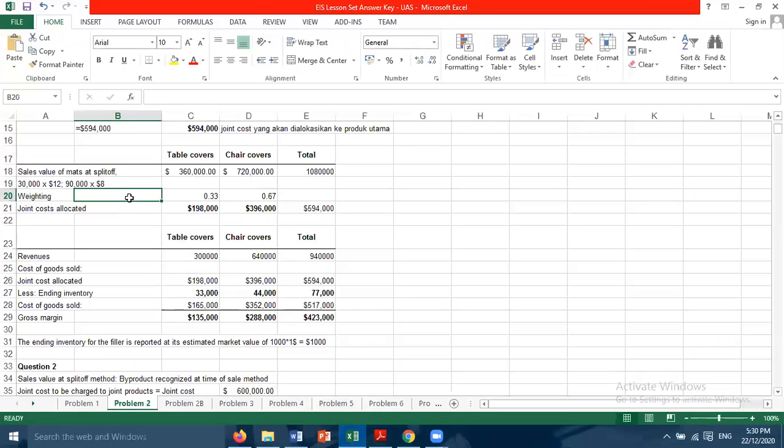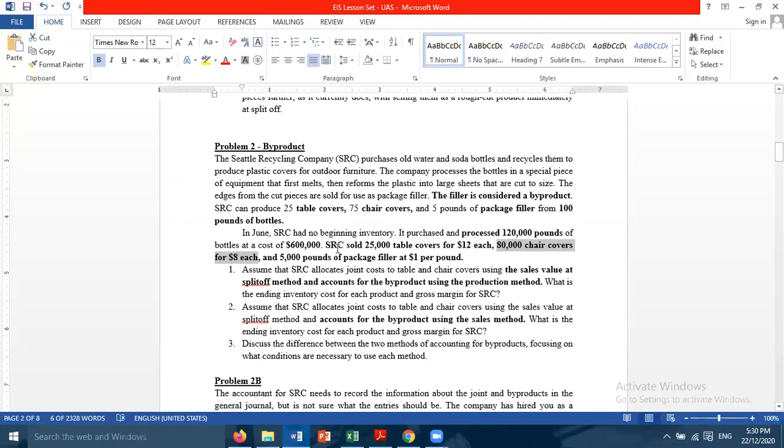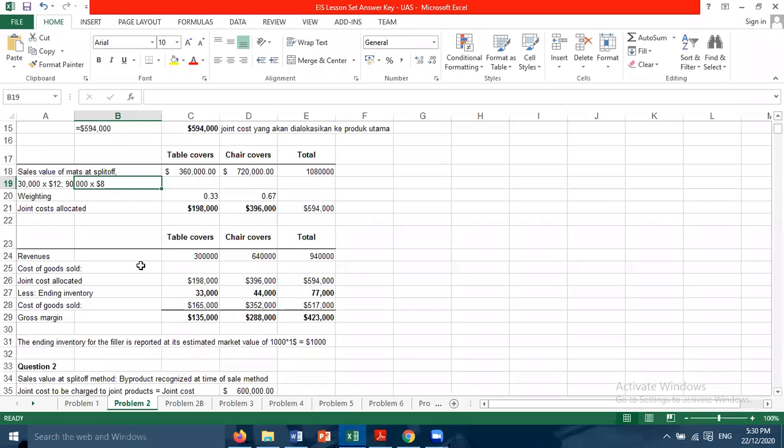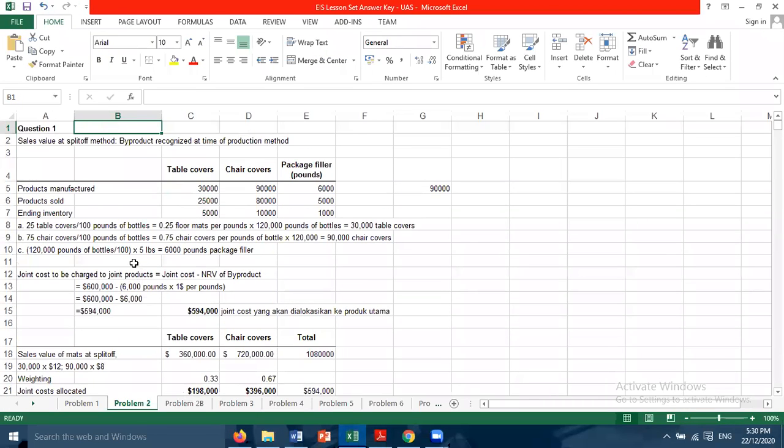Then we'll need to find the ending inventory. The simplest way to find the ending inventory is the amount produced minus the amount sold, times the cost, sorry, not the selling price. In this case, we sold 25,000 table covers, but we manufactured 30,000 table covers. So we have 5,000 units left, right?